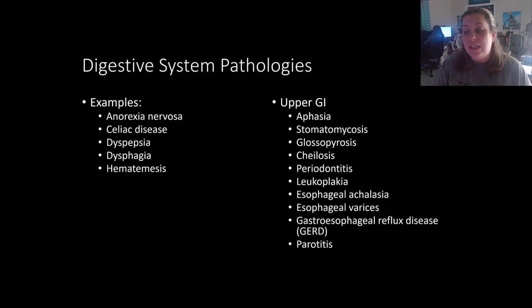And then parotitis is going to be an inflammation of the parotid gland. And this is one of the salivary glands that's kind of over here by the ear. So it's a specific salivary gland that gets inflamed. So again, these are just some of the examples of some of the disorders or pathologies that will be found in the digestive system, specifically the upper digestive system.